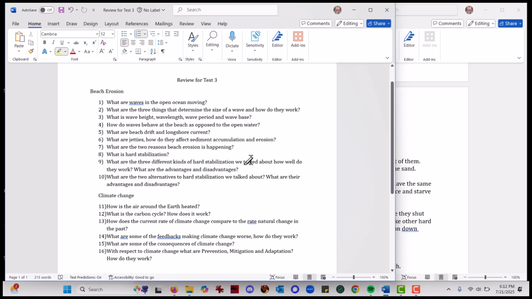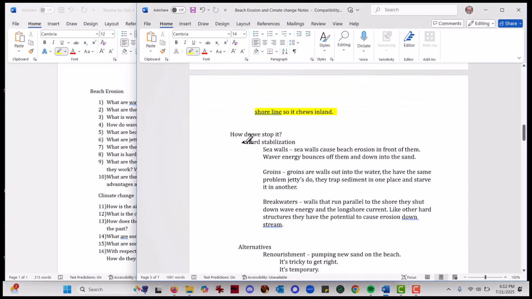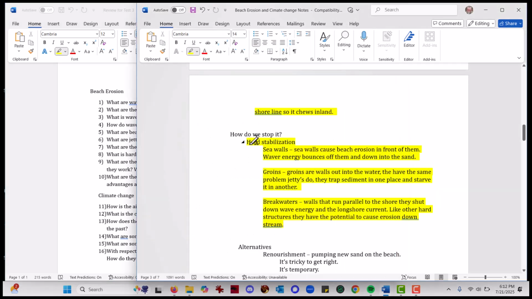Well, one of the first things we do is hard stabilization, right? So hard stabilization is pouring some concrete, right? Make a seawall, make a groin, make a breakwater, something like that, right? Pour some concrete, pile some rock up, something like that. Okay, that's what we mean by hard stabilization. And so there's three different kinds, and that's question number 9, right? And here they are right here underneath, oddly enough, hard stabilization, right? Seawalls, groins, and breakwaters, right?